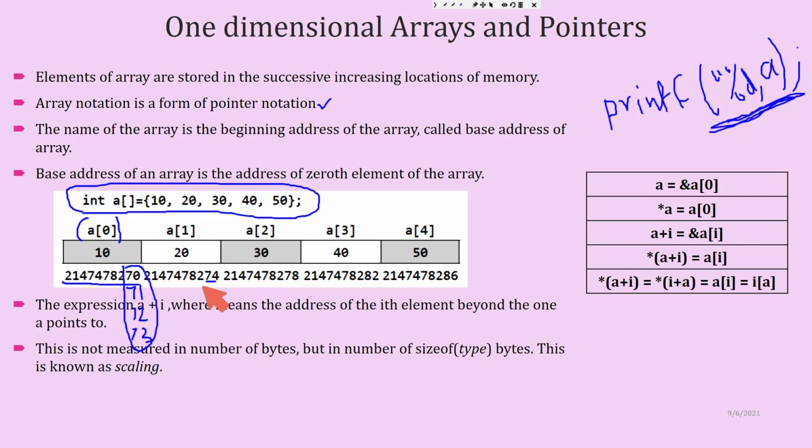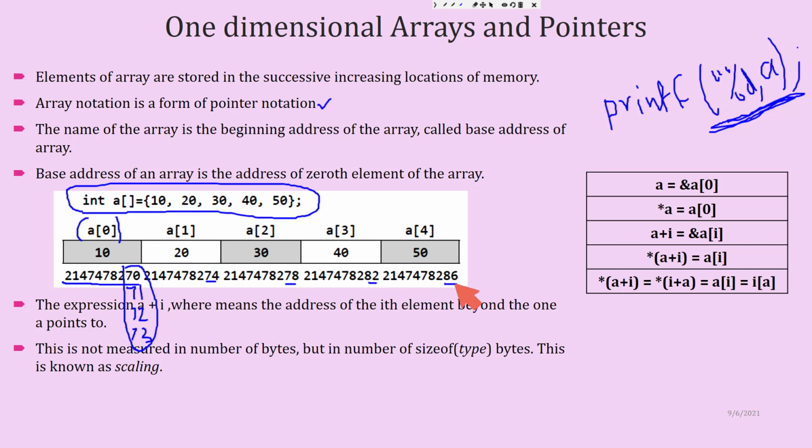So these 4 bytes are allocated for a of 0. The next memory locations, 74, 75, 76, and 77, will contain 20. Similarly, 74 plus 4 is 78, 78 plus 4 is 82, and 82 plus 4 is 86.